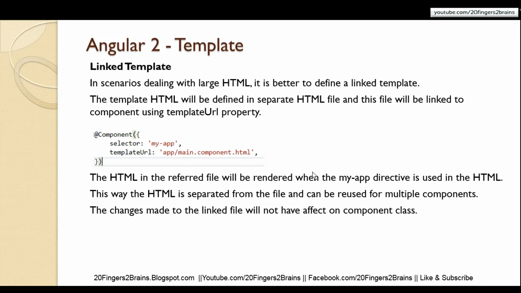The HTML in the linked file will be rendered when the my-app directive is used in the HTML. This way the HTML is separated from the component file and can be reused for multiple components. That is one more advantage. And changes made to the linked file will not have an effect on the component class. Whatever changes you make in the HTML file have no impact on the component class, so it is basically a kind of loose coupling.